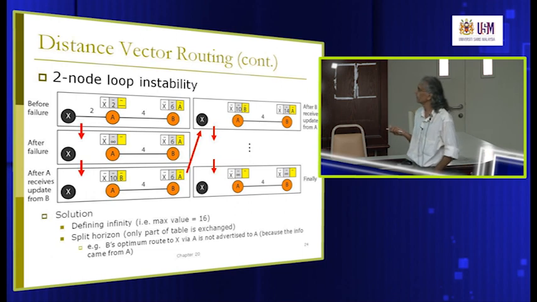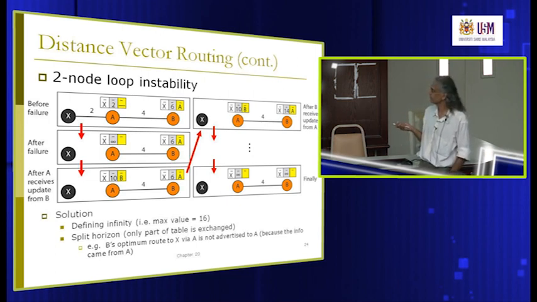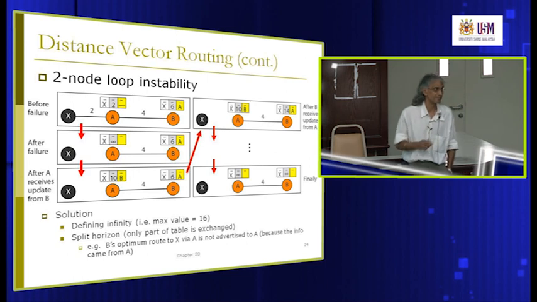So one way to solve this is that we define a limit. Infinity we define as a maximum value of 16. After it updates many times, if it reaches 16, it's not going to update anymore. That saves a lot of traffic, because each time the tables are exchanged between one another, packets are being transmitted on the network, which adds to the traffic itself. So this is one solution.